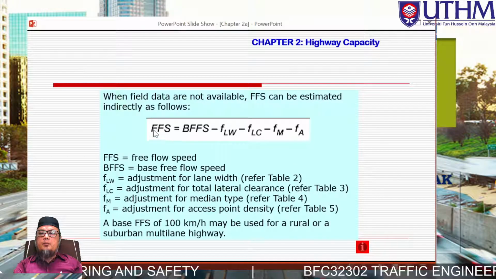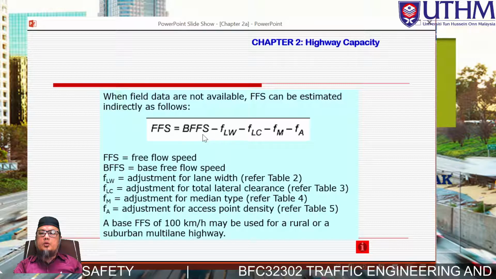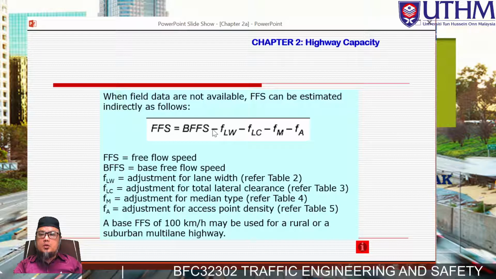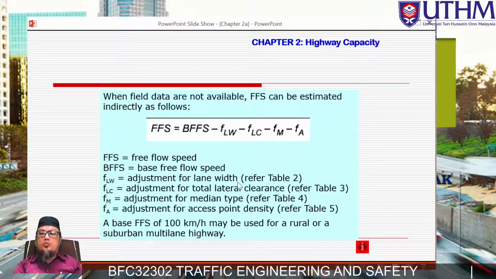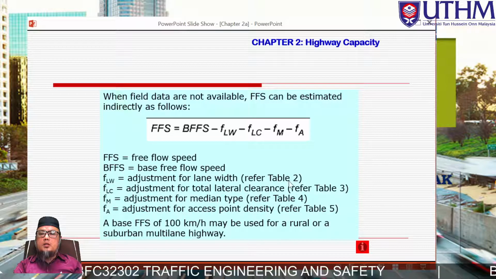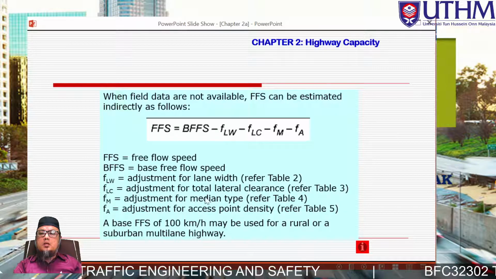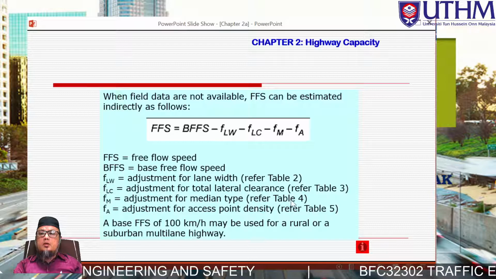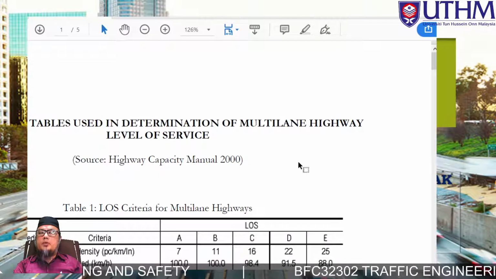Free flow speed can be determined by first obtaining this BFFS. Then we deduct the factor for lane width, which you can refer to in table 2, then lateral clearance, then median type, and access point. We can look at this table.